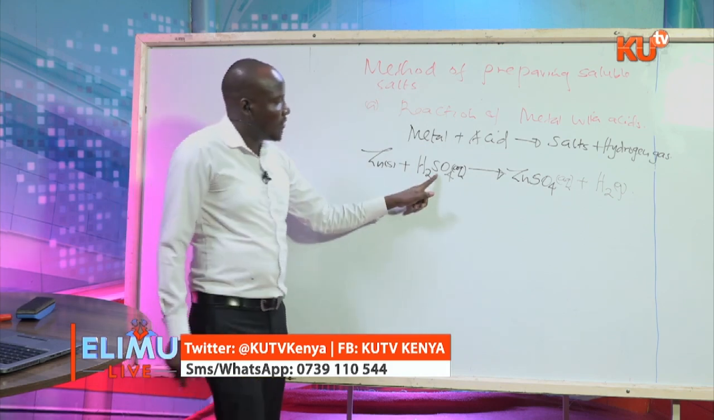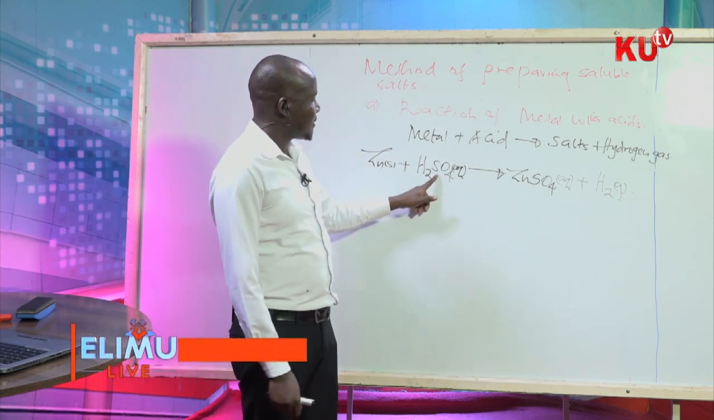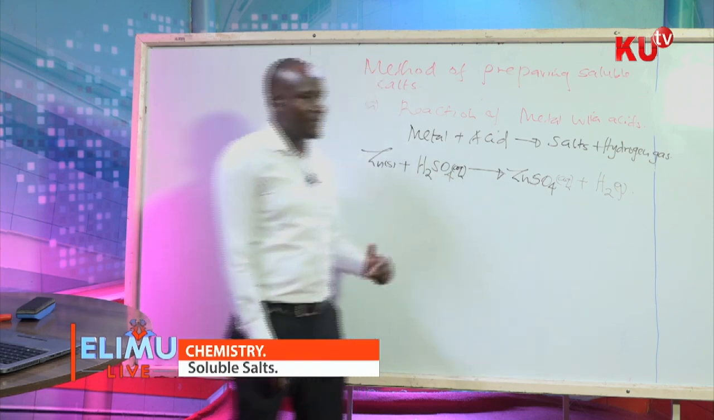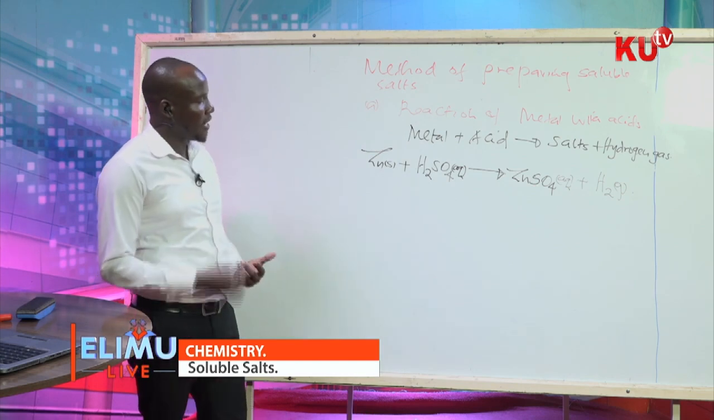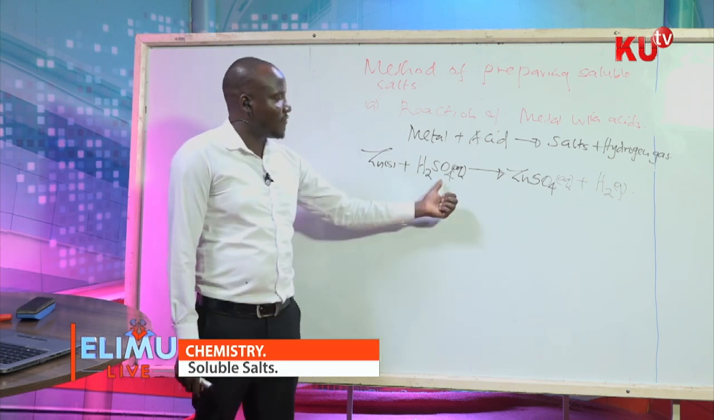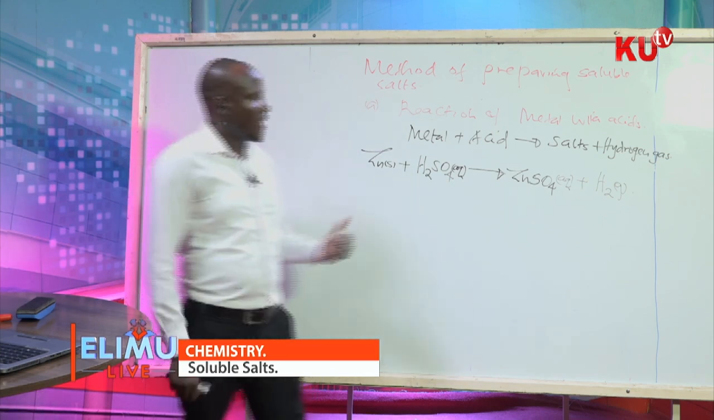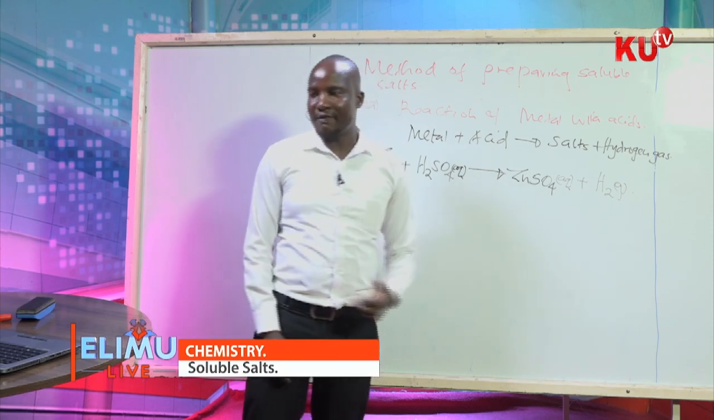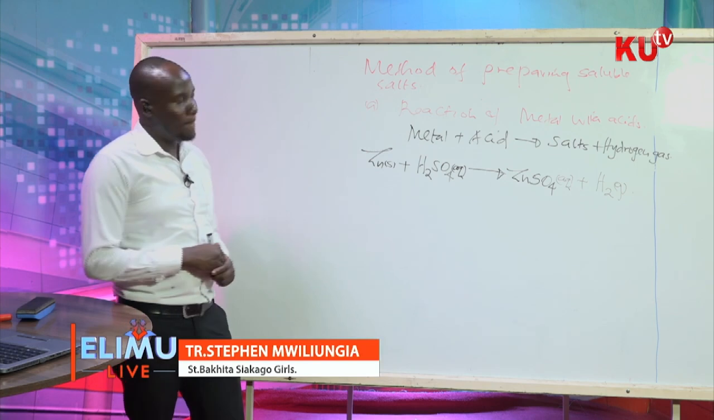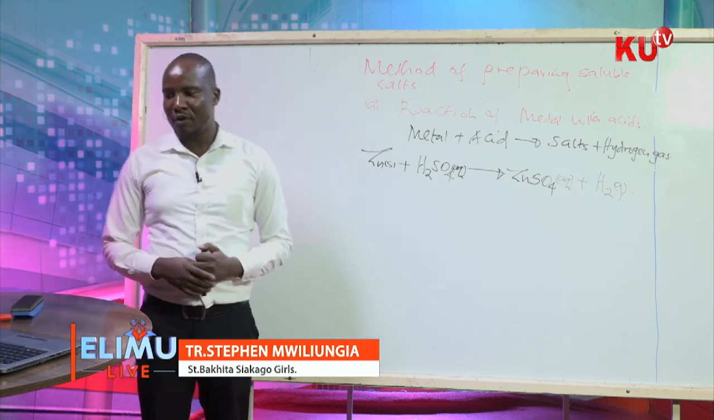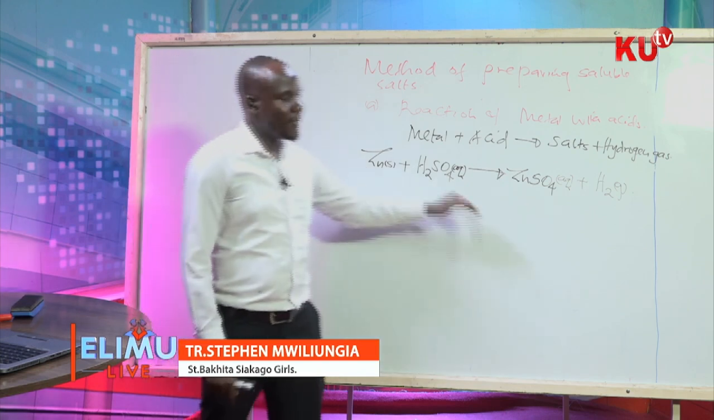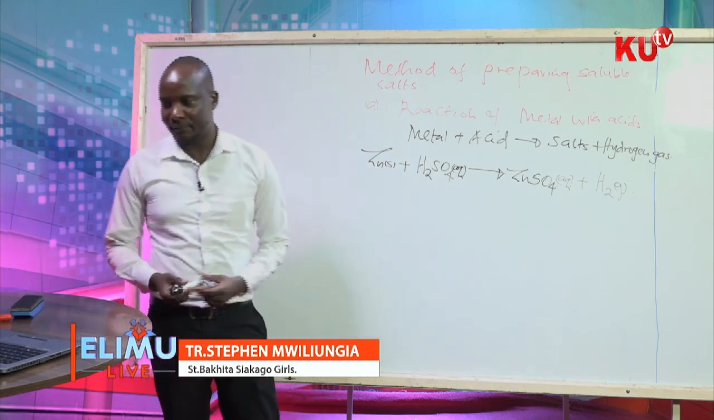The sulfur in the sulfuric acid is one sulfur on the reactant side, and on the product side it is one sulfur. So the sulfur atom is balanced. You go for oxygen. Oxygen atoms, there are four on the reactant side, and on the product side, there are four. Now, having that, that is a well-balanced chemical equation for the reaction of zinc and sulfuric acid.